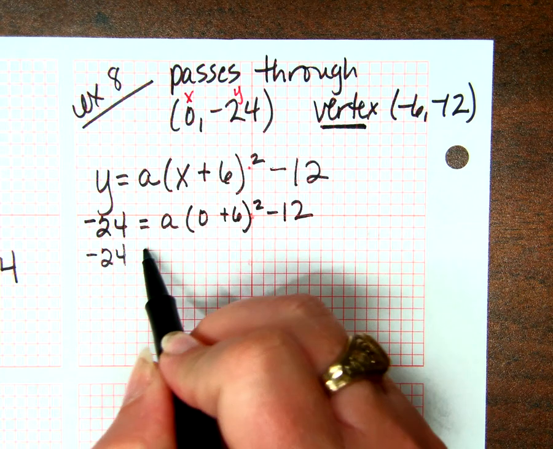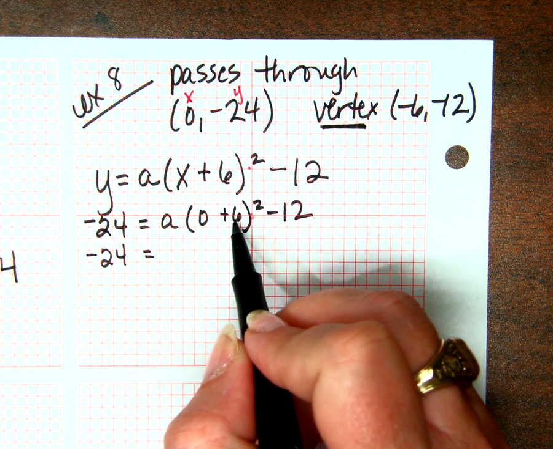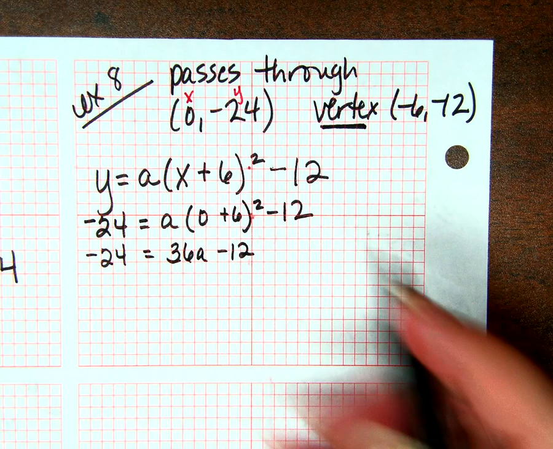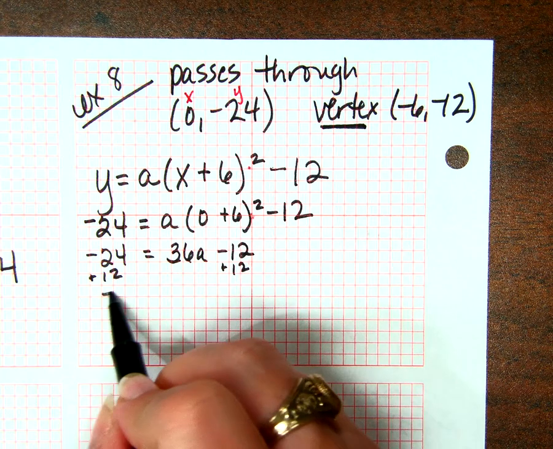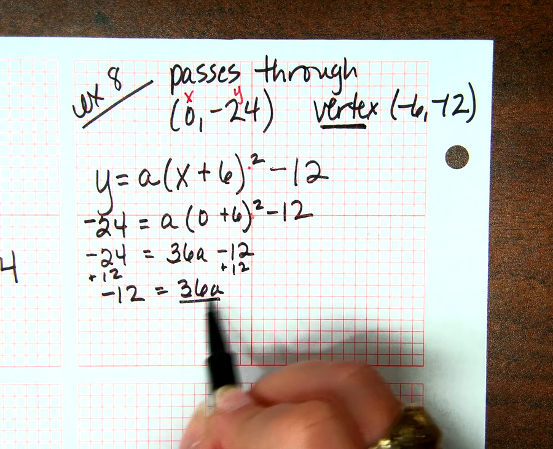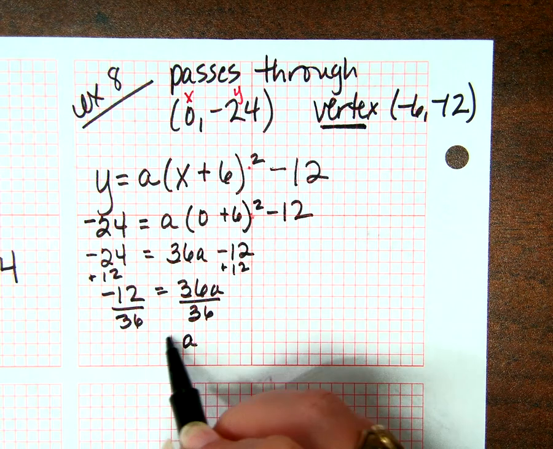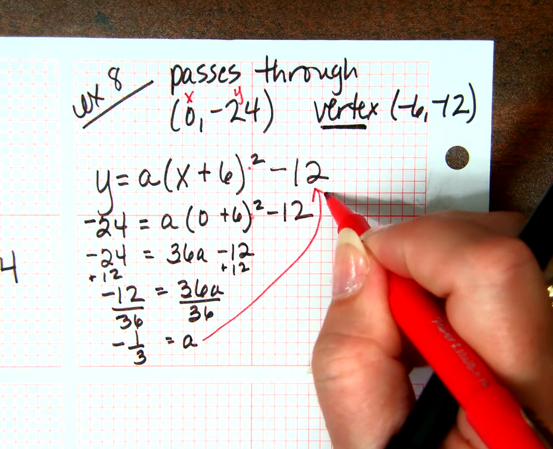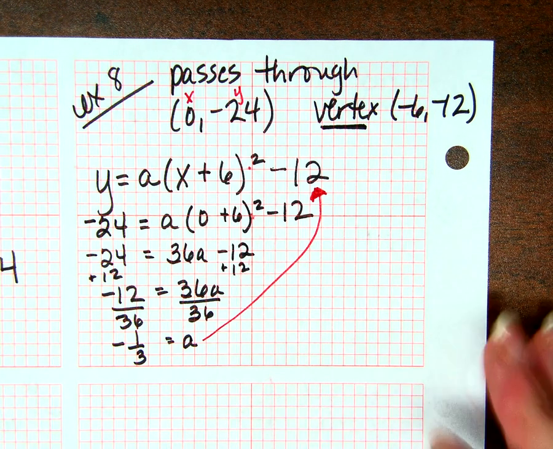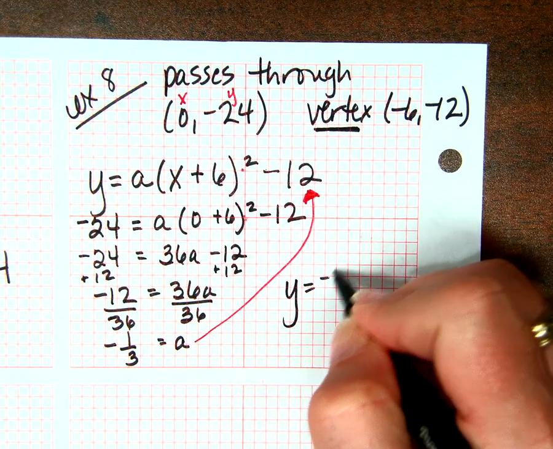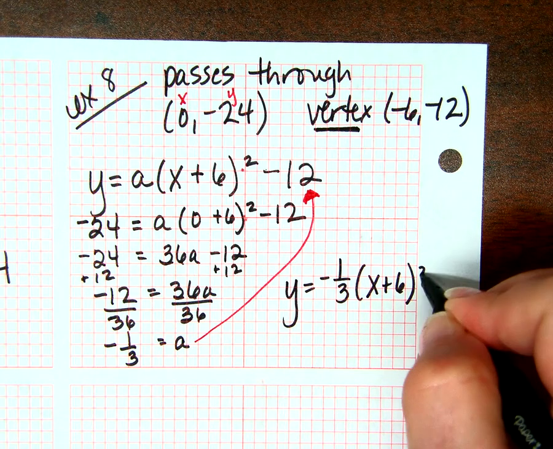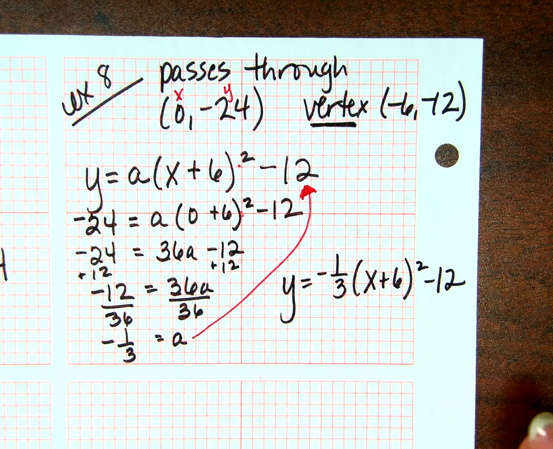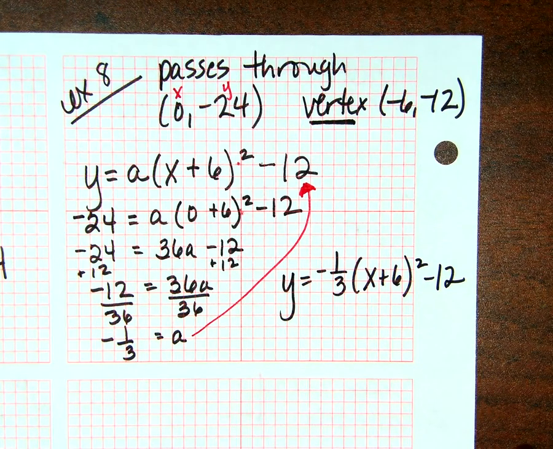So negative 24 equals, does anybody know what 0 plus 6 is? 6 squared? So 36a minus 12. So add 12. So negative 12 equals 36a. When I divide both sides by 36, a is negative 1/3. I got to go back up here to this equation that I started with, not knowing a, and now I just got to fill in a. Y equals negative 1/3 times (x plus 6) squared minus 12. Does that make sense? Any questions about it?